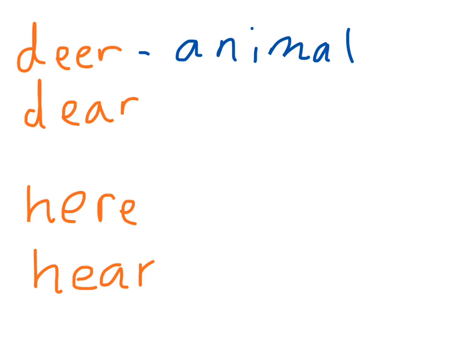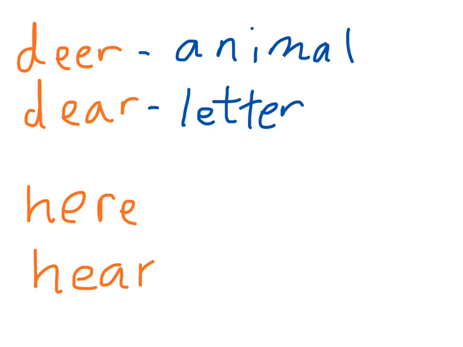And the deer with the EER is the animal deer. And the other dear is like what you would write in a letter, like dear mom. It just means like a person you love or a kind person is a dear. So you usually use it for a letter. When you write a letter, you always use dear to start.